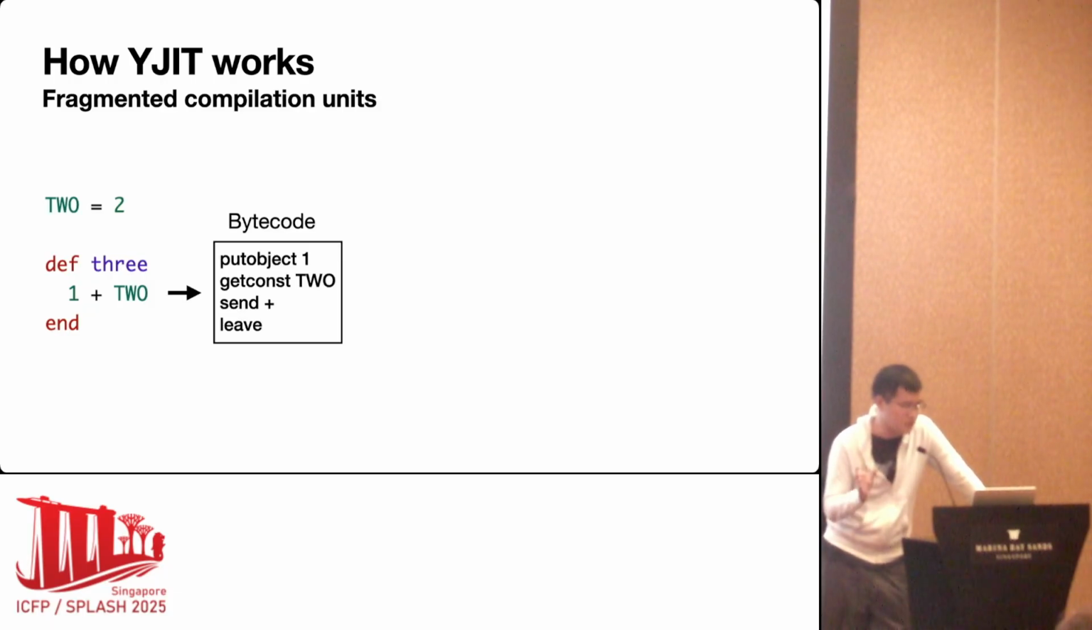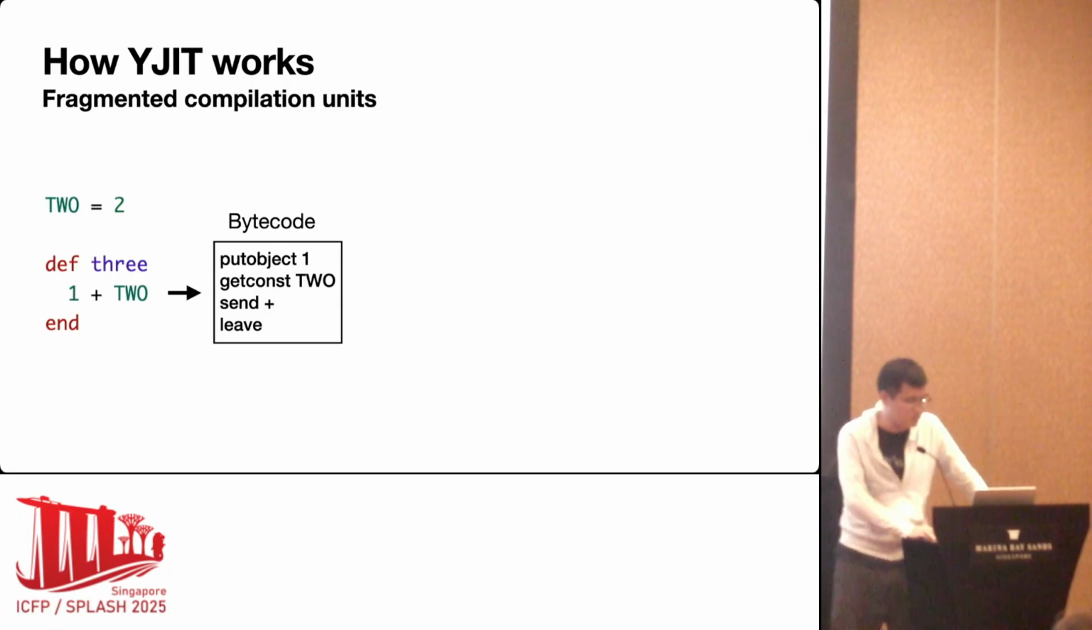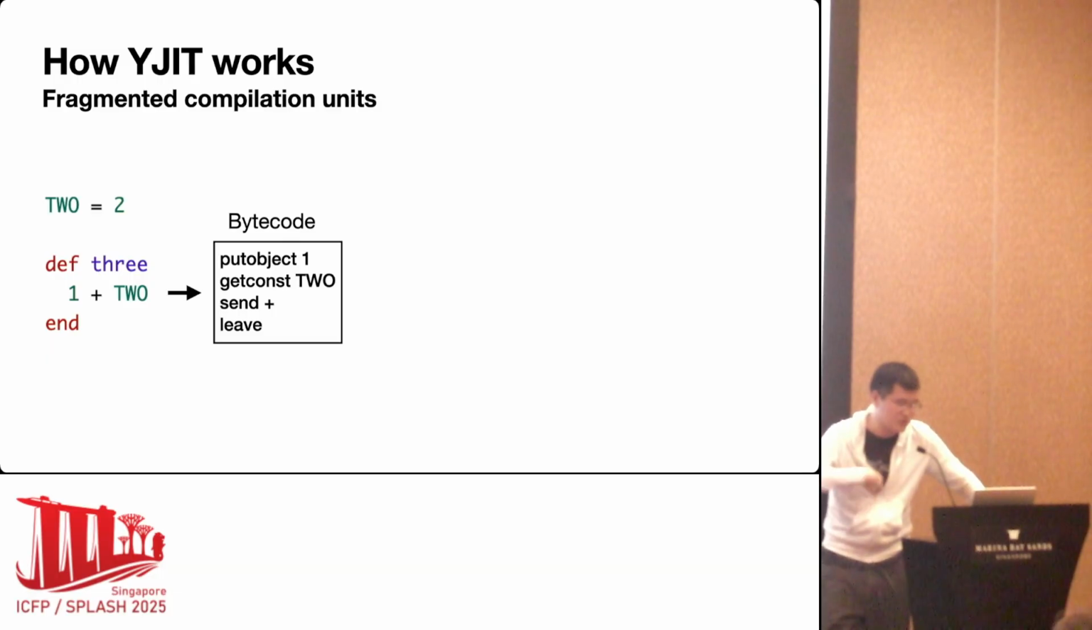Ruby in general has bytecode, which is stack-based. Put object pushes the object 1 to the stack, then get constant gets the constant, 2, to the stack, and then send is a method call instruction that pops the 2 objects from the stack, dispatches the plus method, and returns the result, 3, to the caller.